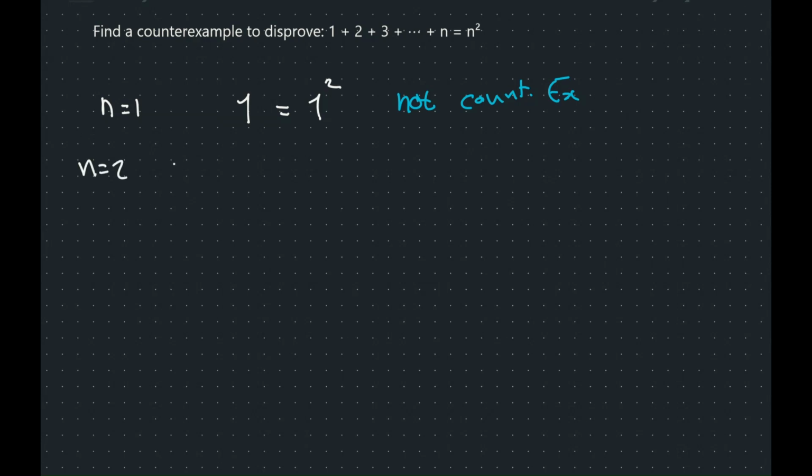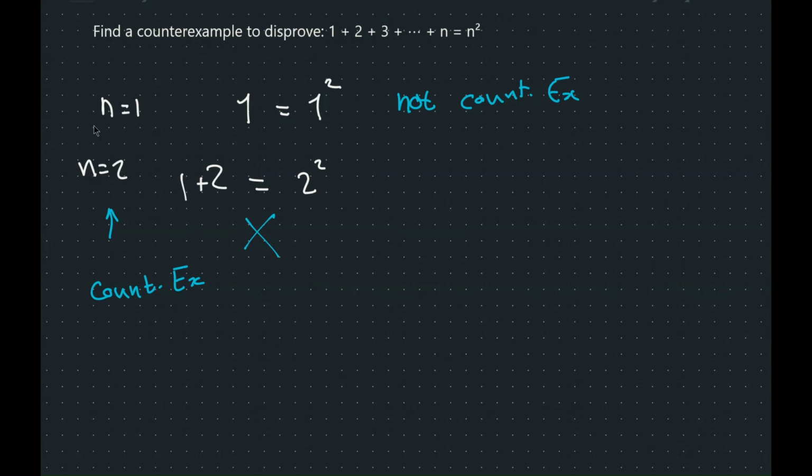Let's try n is equal to 2. And in this case, we will not just write 2, but we'll write 1 plus 2. So is 1 plus 2 equal to 2 squared? Is this the case? No, it is not the case. So this is disproved. So is this correct? No, it is not correct. Therefore, n is equal to 2 is a counterexample that really disproves this equation that we have.